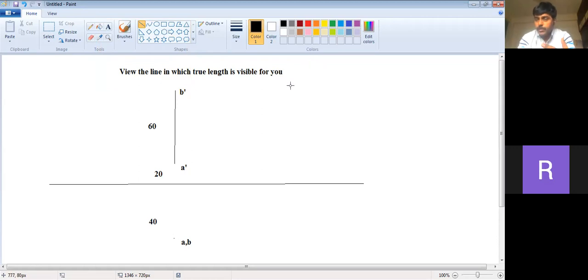In front ante eppudu em undali? Look at that point now. Point ekkada icharu, 40 mm above HP, 20 mm in front of VP. They have given it. So first I'm locating the point. Now, now perpendicular to what line it is?